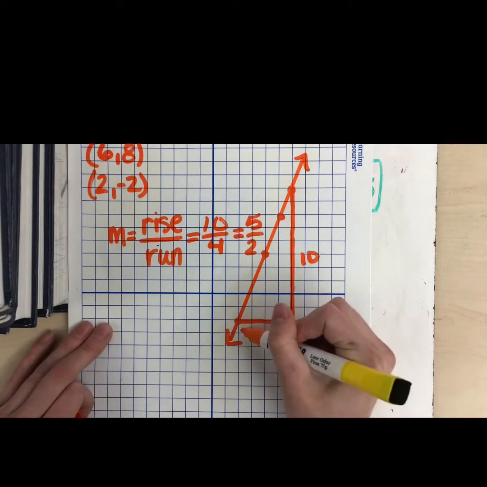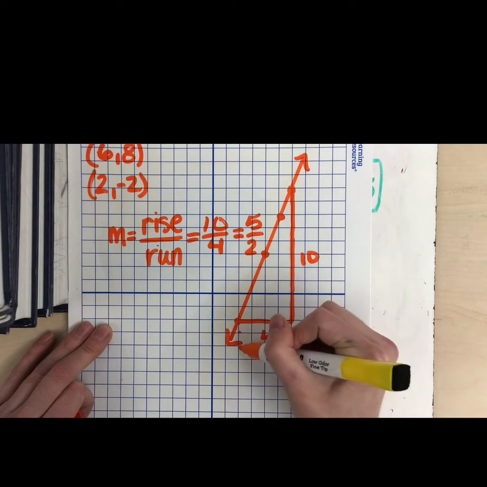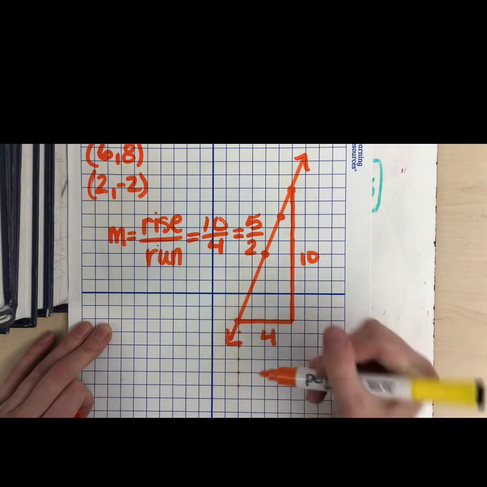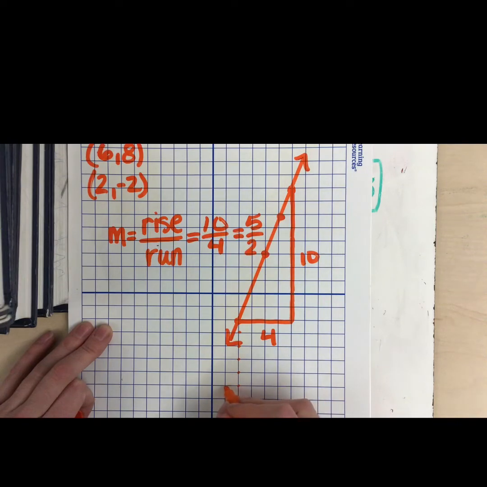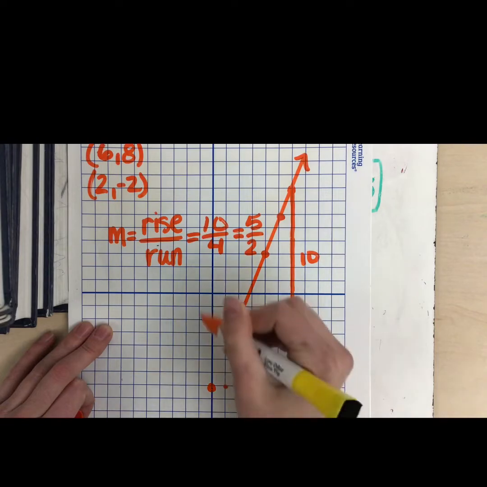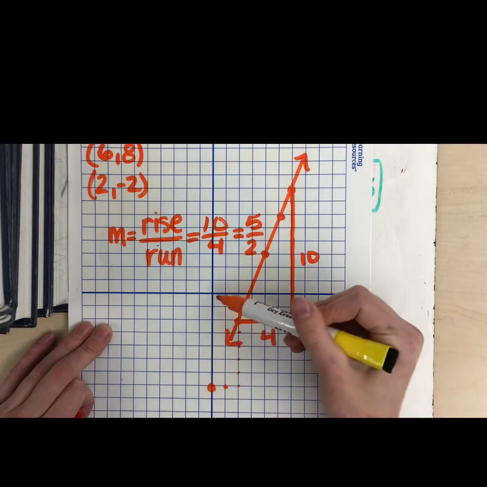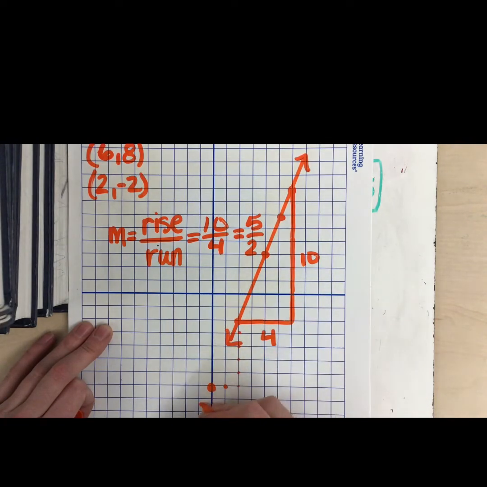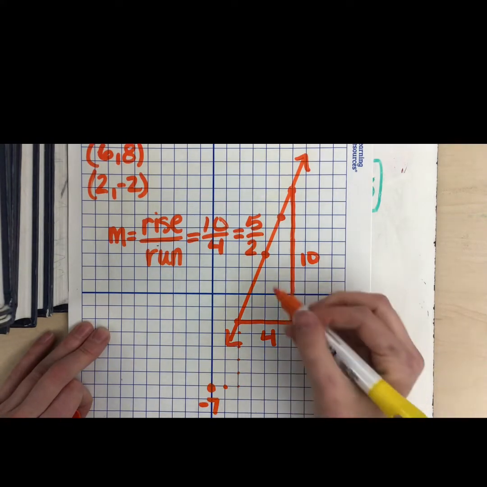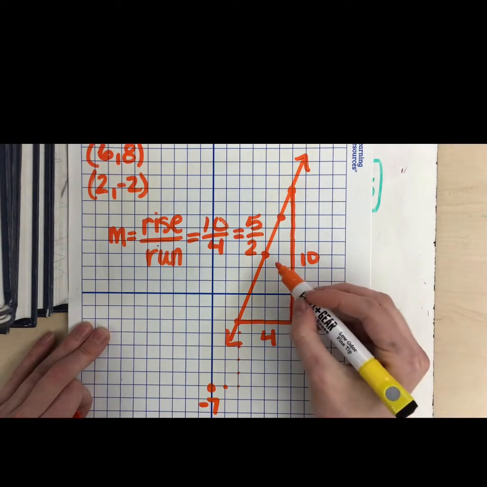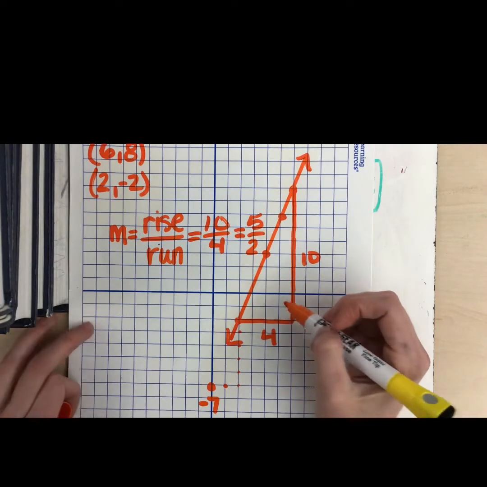So we would come down and we would go 1, 2, 3, 4, 5, and then left 1, 2. So this point here would be our intercept, and we are down at -7. I have all the parts I need to write the equation for this graph.